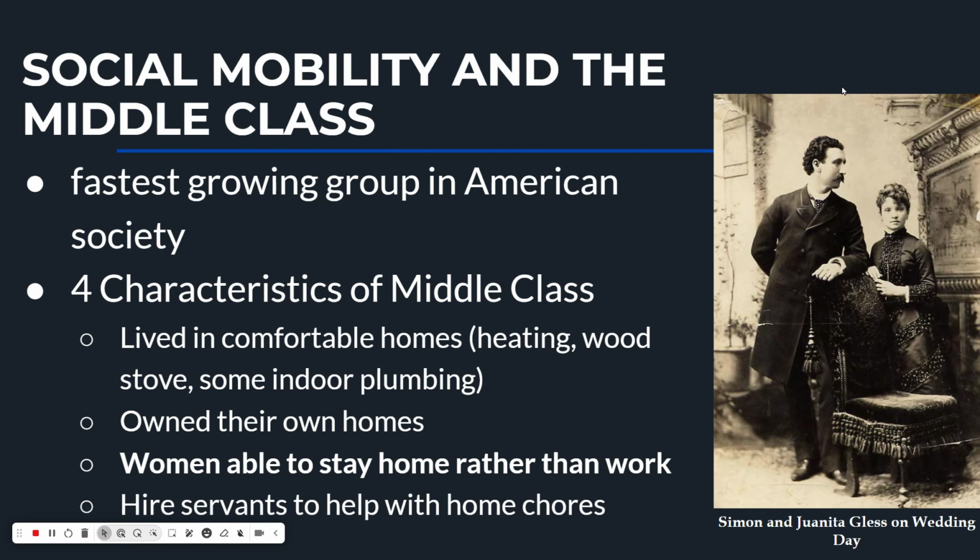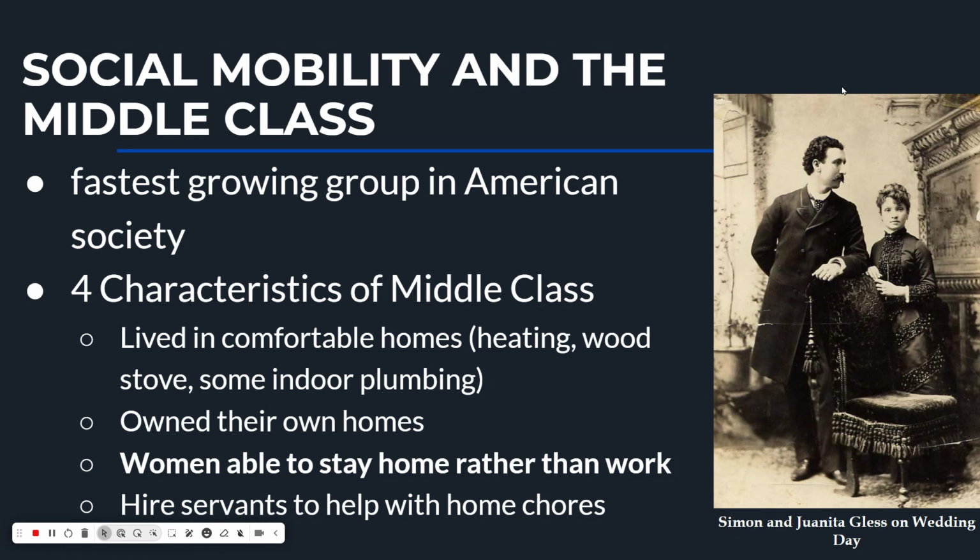Well, we have the creation and really the growth of the middle class. It is the fastest growing group in American society in the antebellum period. And there's four key characteristics. The middle class lived in comfortable homes. So these are not mansions. These are typical style homes heated by a wood stove. They do have heating, some indoor plumbing, but that'll change over the course of the century.